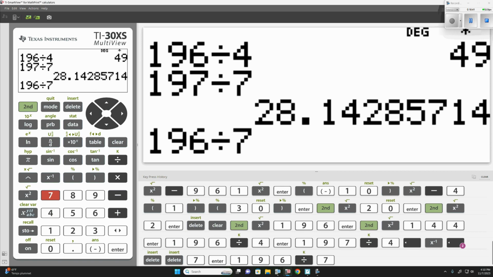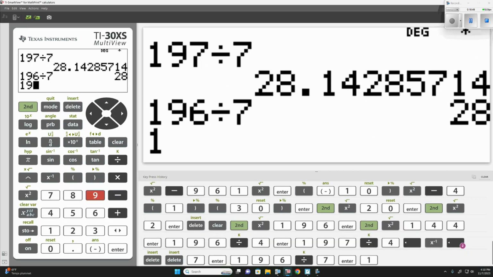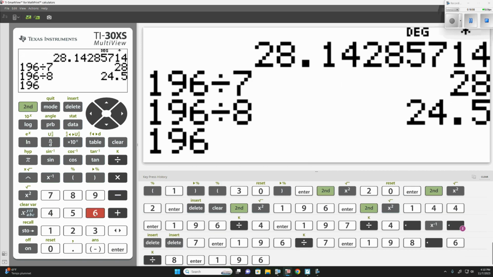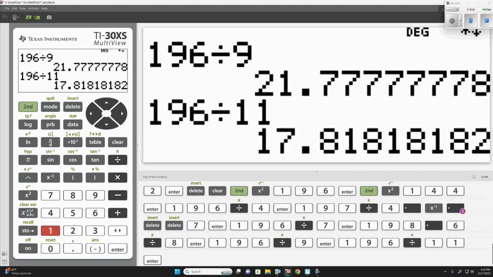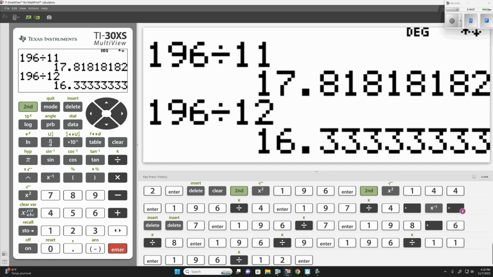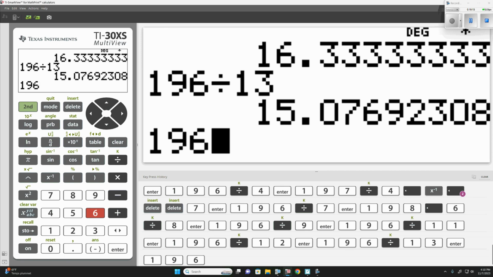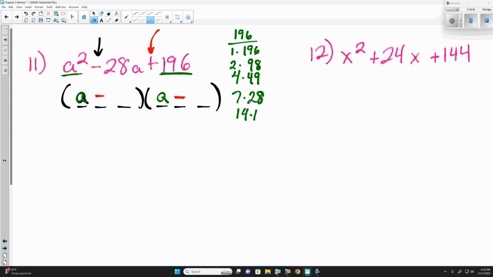Let's try that one more time. 196 divided by 7 is 28. 196 divided by 8 doesn't work. 196 divided by 9 doesn't work. 196 does not divide by 10 or 11. 196 divided by 12 is a decimal. 196 divided by 13 is a decimal. 196 divided by 14 is 14. So that's it. I'm going to go ahead and try 14.